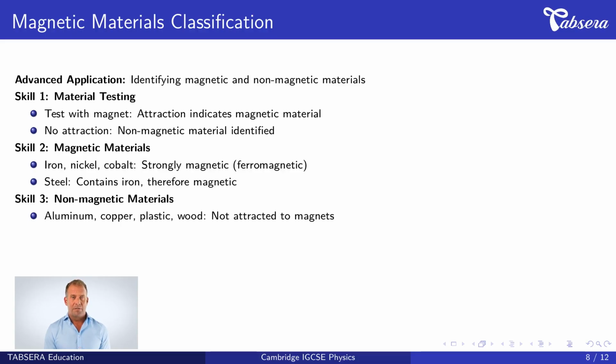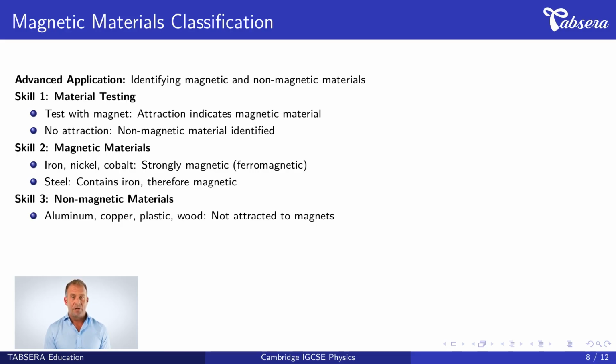Advanced application skills help classify materials by magnetic properties. Let's examine 3 key skills for material identification. First, material testing procedure. When we test with a magnet, attraction indicates the material is magnetic. If there's no attraction, we identify it as non-magnetic material. This is a reliable test method.